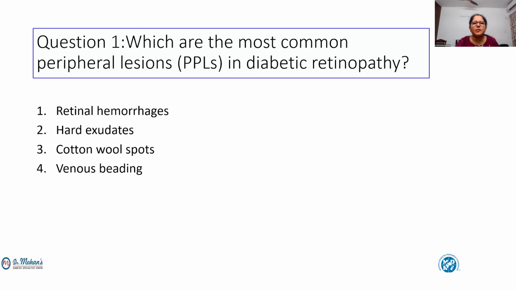67% of you have got it right. Yes, it is the retinal hemorrhages. When we speak about retinal hemorrhages, it also means that we are speaking about intraretinal hemorrhages, dot and blot hemorrhages, flame-shaped hemorrhages, etc., which are more commonly seen in the periphery, whereas you see hard exudates, cotton wool spots, etc., more as central lesions.